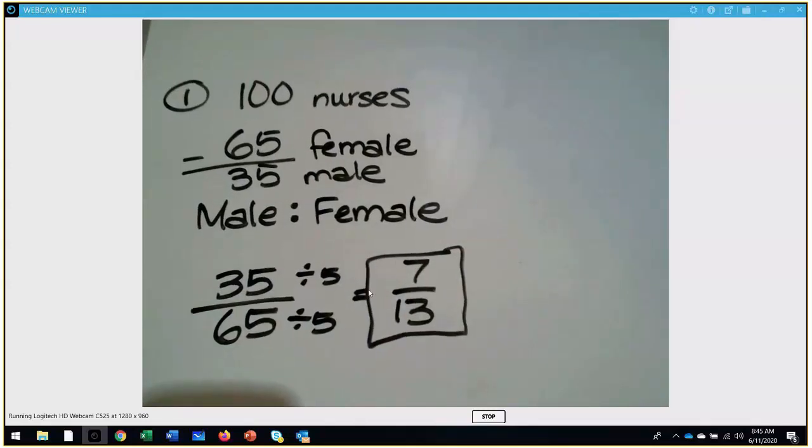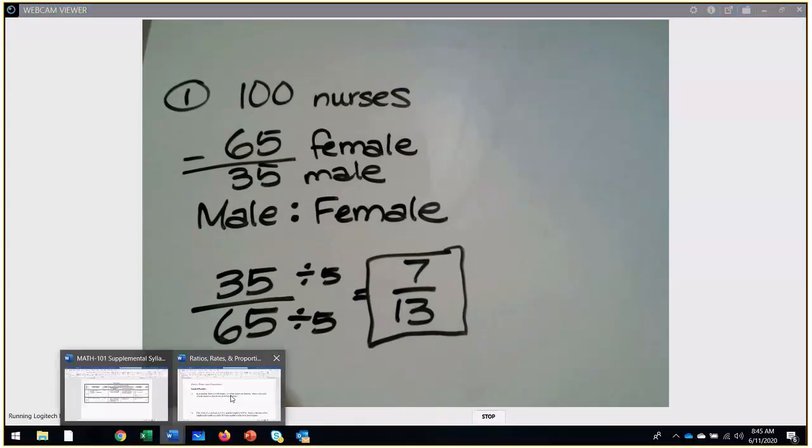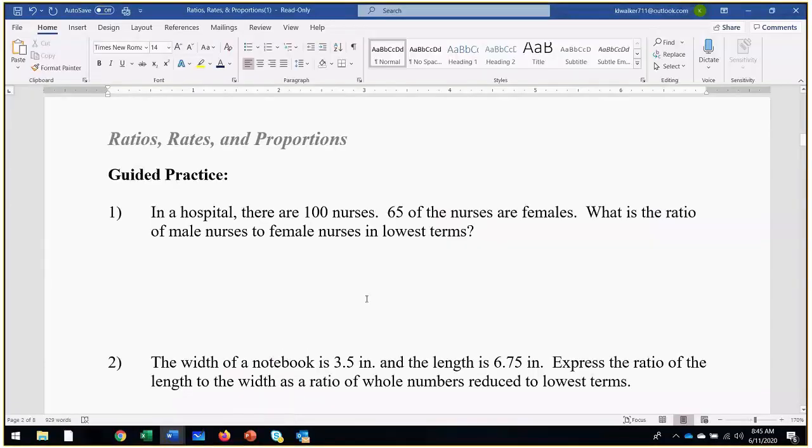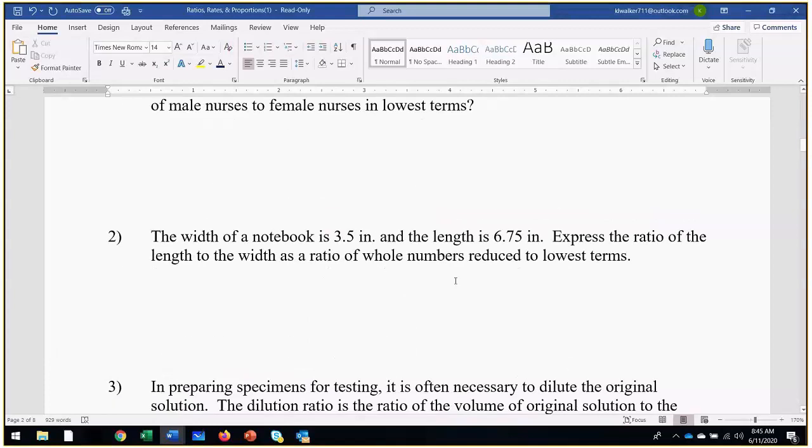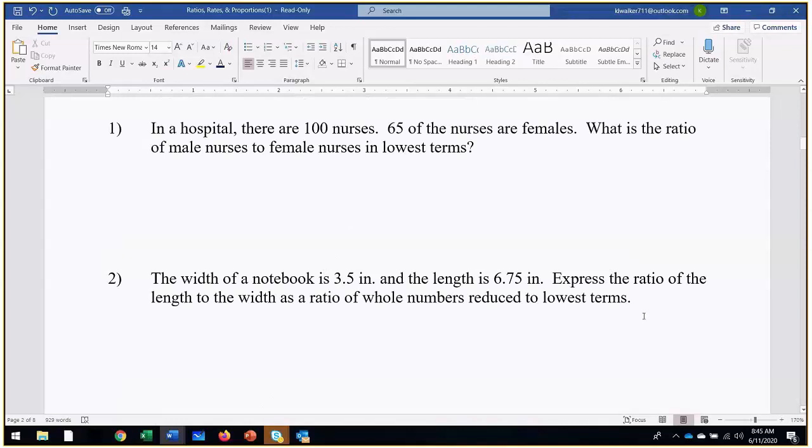Which is why we talked about fractions before we did all of this. Okay. Number 2 has decimals in it. So I'm going to read it first. I'll get it written down, and then I'm going to go back to the directions and talk about it. So the width of the notebook is 3.5 inches, and the length is 6.75 inches. Express the ratio of the length to the width as a ratio of whole numbers reduced to lowest terms.